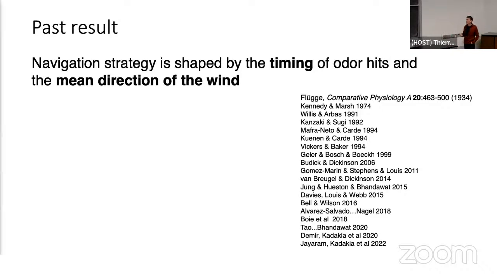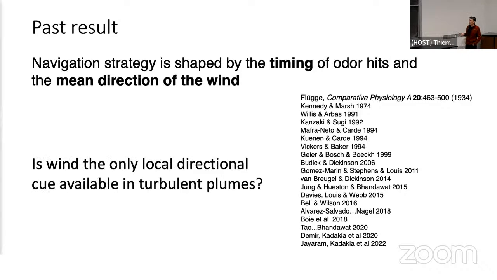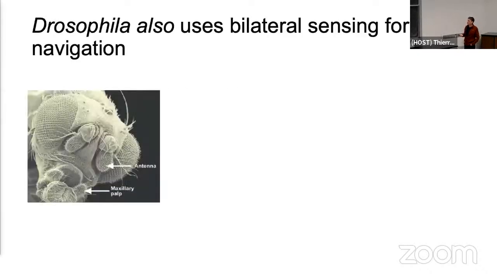So we wondered, is wind the only local directional cue available, or is there another directional cue they might be using? This is the head of a fly. Here you have the eyes. Those are the two antennae. These antennae are covered with little hairs, and in each one of those hairs, there's a sensilla of olfactory receptor neurons that bind odor and generate spikes that are sent to the brain.